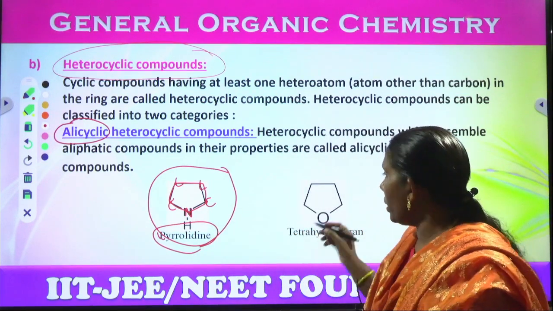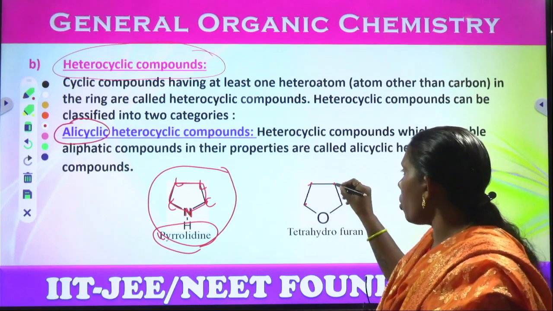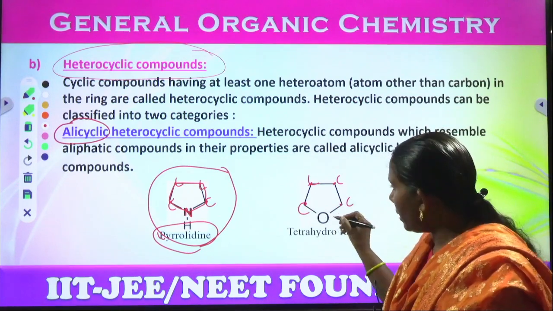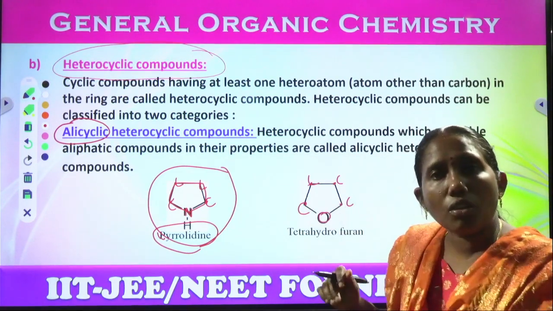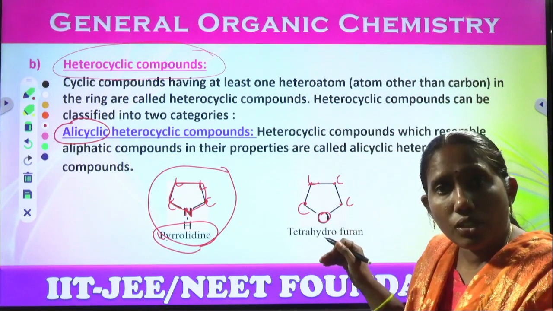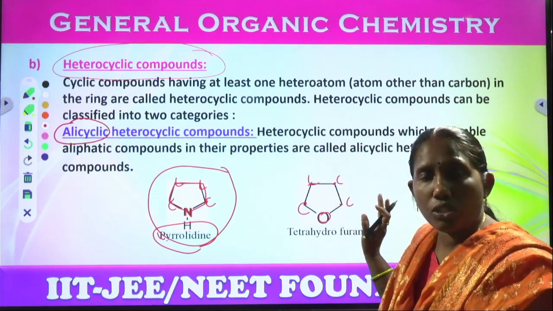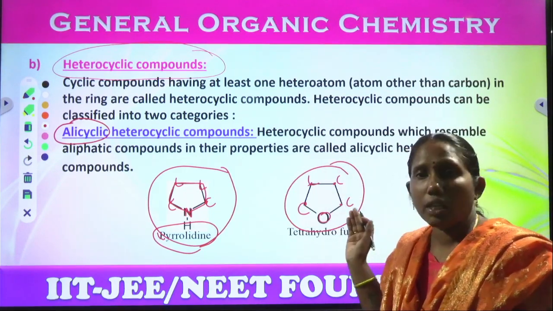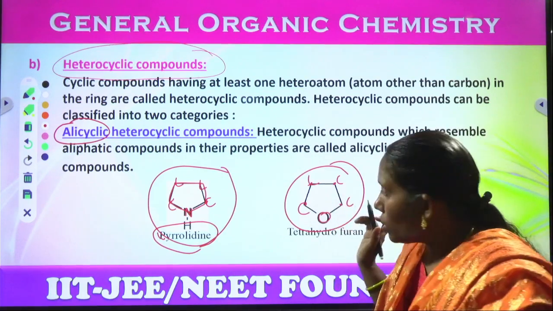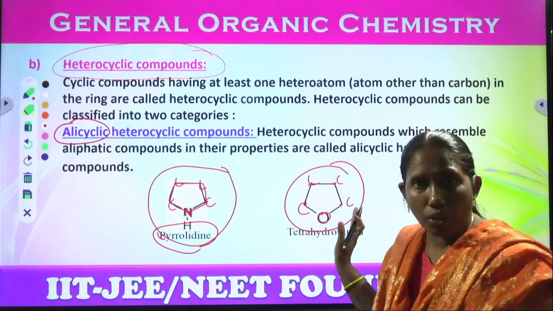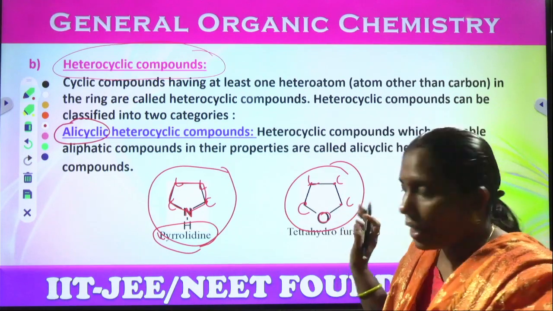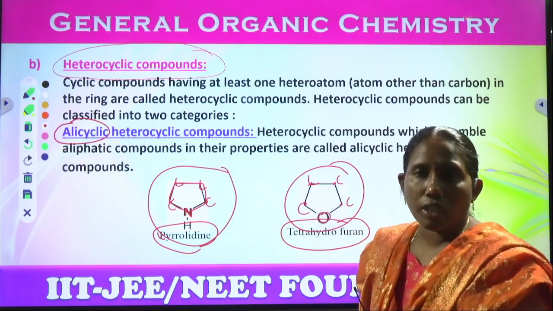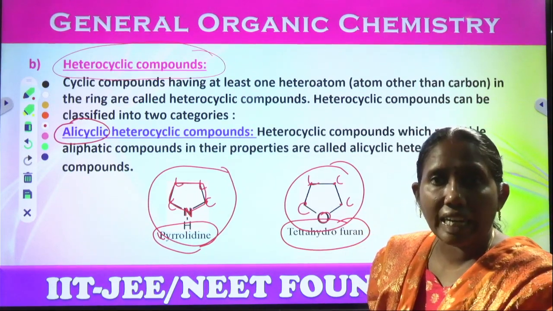Another one. Each dot indicates one carbon here. If all were carbon it would be homocyclic, but here oxygen is introduced as a heteroatom in the carbon ring. It is also an aliphatic compound, with no alternate double bonds and no pi electrons. So this is also a heterocyclic compound. The name of this compound is tetrahydrofuran.